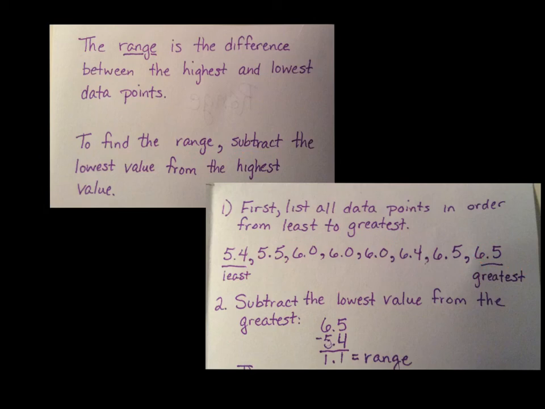So your greatest value, since it's larger, obviously goes on top. Your smallest value goes on the bottom. You go ahead and do your subtraction, and your range is 1.1. So if we were asking the question about those Yorkie weights, we would say, what is the range of the weights of the Yorkies in those puppy litters? And you could say the range is 1 1/10 ounces.